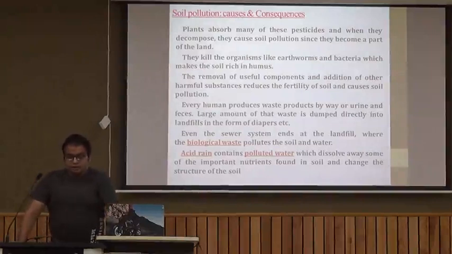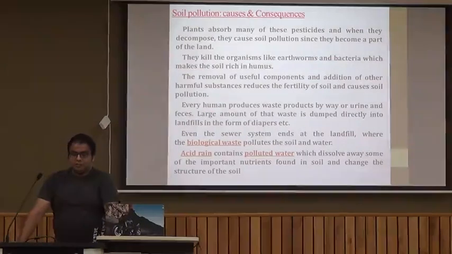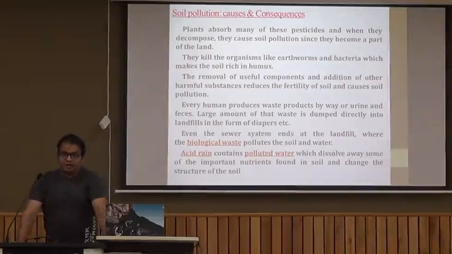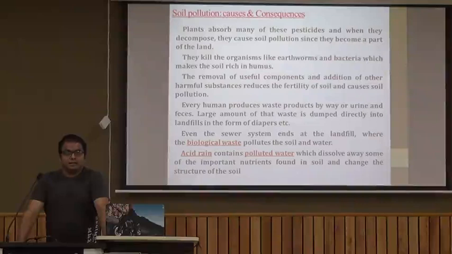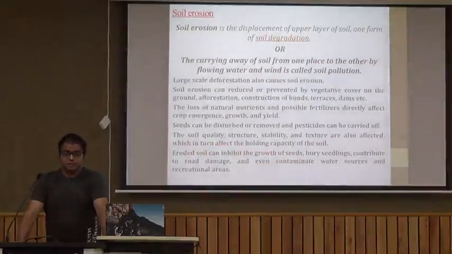The removal of useful components and addition of other harmful substances reduce the fertility of soil and cause soil pollution. Every human produces waste products such as urine, feces, and all these biological wastes also pollute soil when dumped in the open. Acid rain is another contributor. Air pollution causes soil pollution. When acid rain occurs, the acid enters the soil, and this way it makes the soil acidic, which is not favorable for the growth of plants.